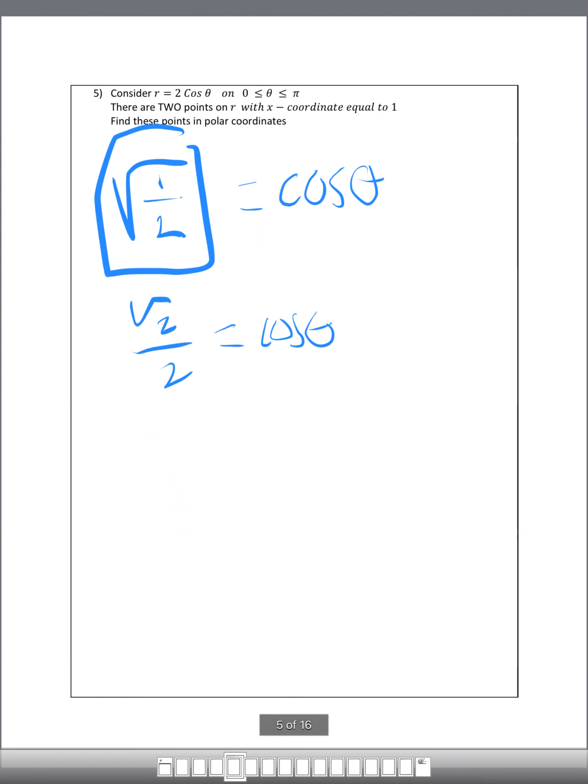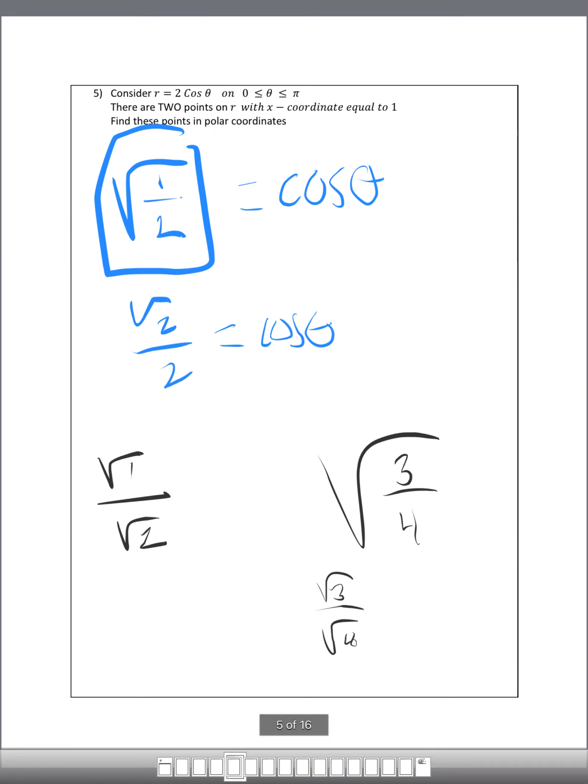When you have a fraction inside of a radical, you can rewrite it as radical 1 over radical 2. Same thing as if you have radical 3 over 4, you can do radical 3 over radical 4. And for this problem, this will end up simplifying to radical 3 over 2, just like this will simplify to 1 over radical 2, because you can just take the square root of what you already know.